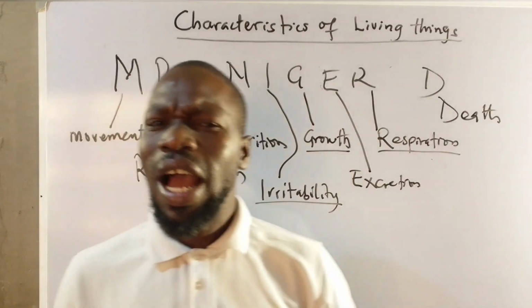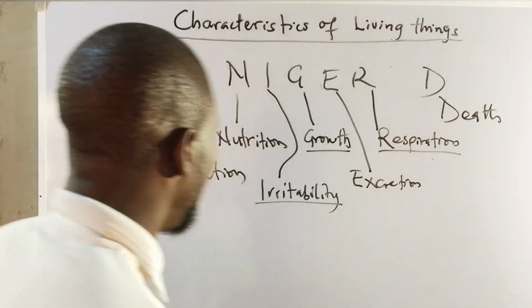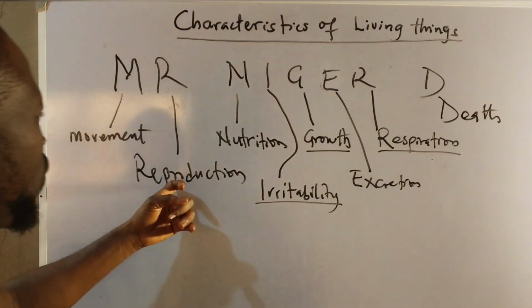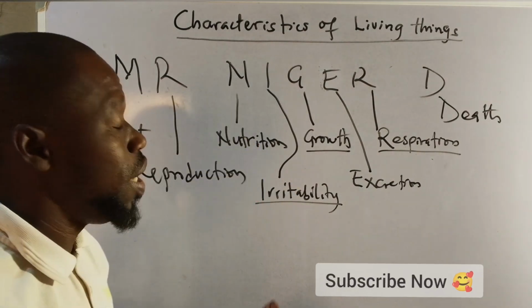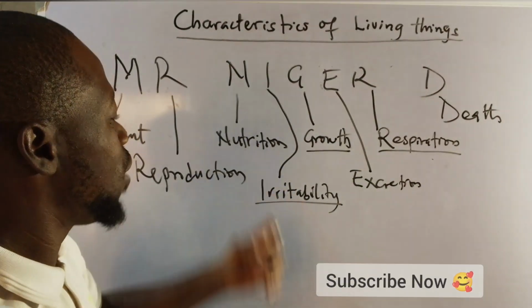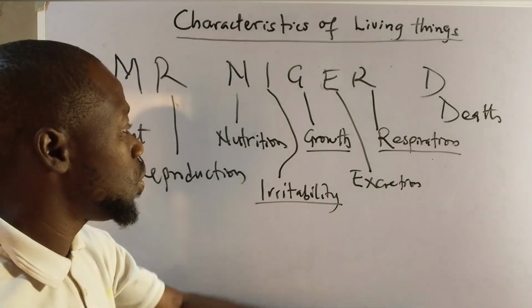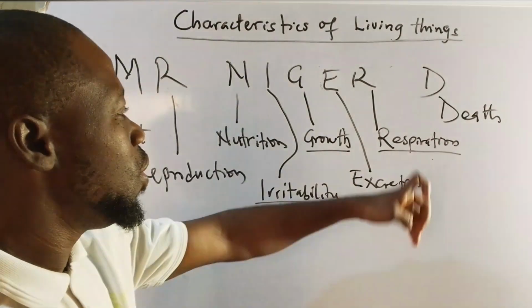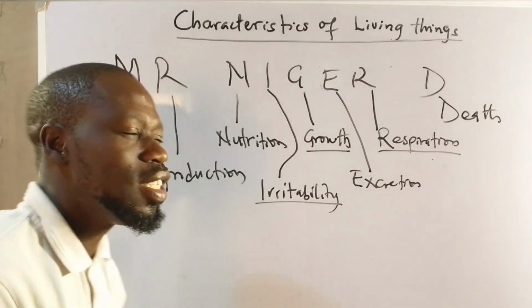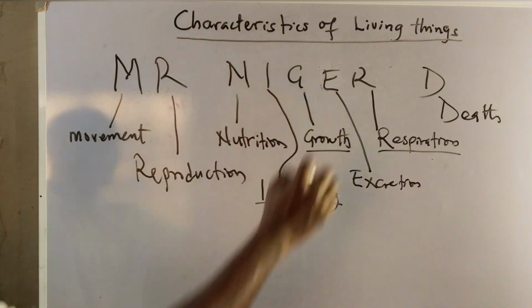So for you to say a thing is a living thing, it must move, reproduce, be able to carry out nutrition, irritability, response to stimulus, growth, excretion, respiration, and death. This is Mr. Niger D.